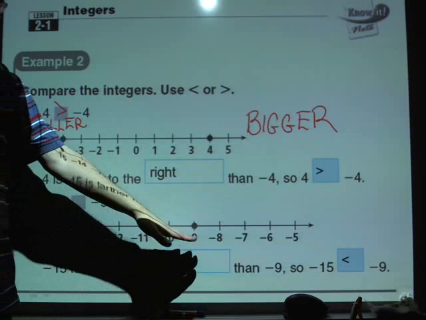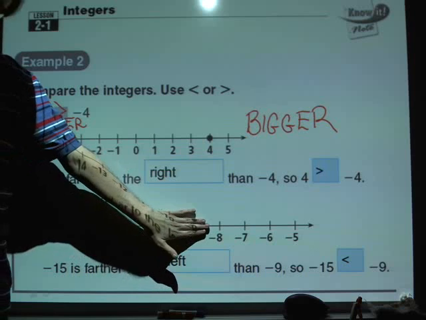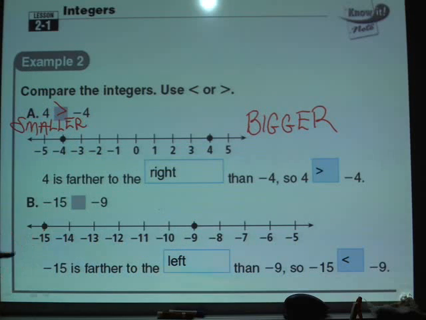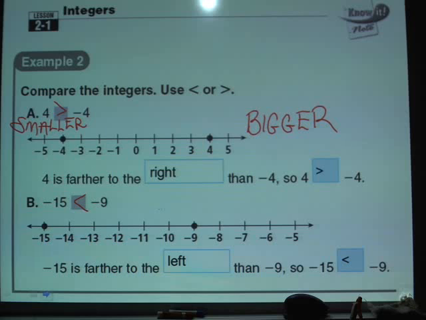Well, when we see these two plotted, we see that -9 is further to the right on the number line. So that's got to be the bigger number. So -9 compares to -15. Well, the way this is written, this has got to fill in with less than. -15 is less than -9.